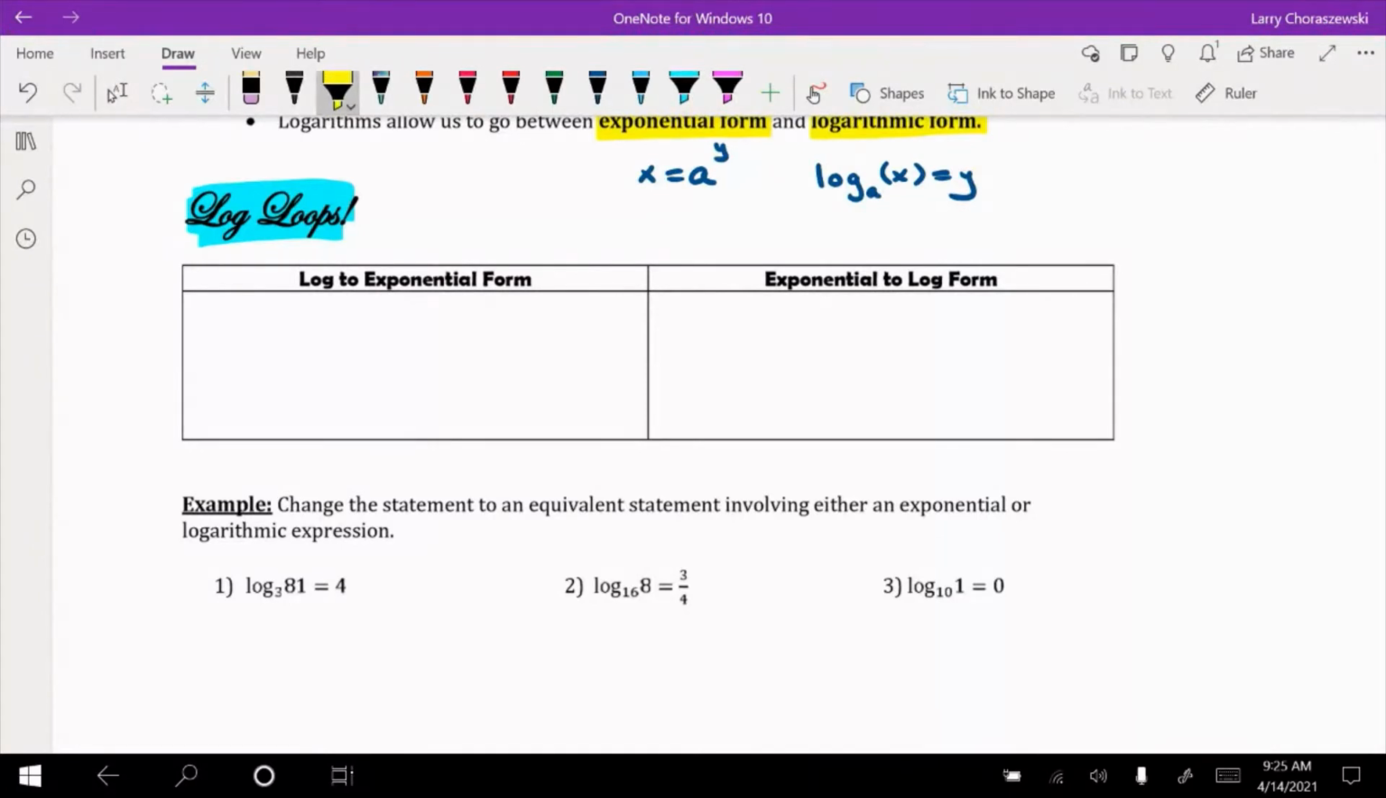So this first part in this table, I want to show you how you can use what's called a log loop to go from log to exponential form. So let's say that this was already written down, log base a of x equals y, and we wanted to go to the exponential format of this equation. Now to set this up, I'm going to scaffold it with some boxes. This box will go the base. This box will go the exponent. I'm going to write the equal sign, and then this box will go the argument.